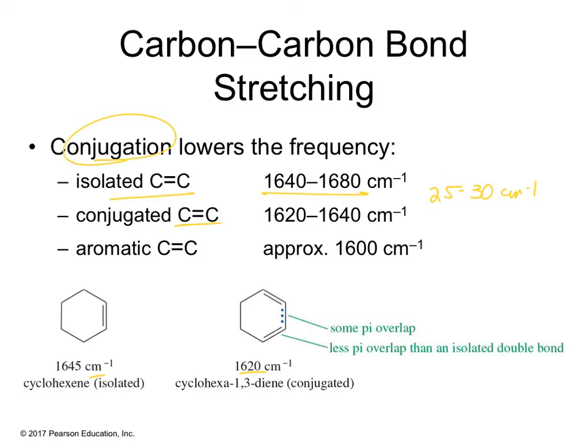And so conjugation is sp2, sp2, sp2, sp2, so they're conjugated together. This is sp3, sp3, so this is an isolated carbon-carbon double bond. And then if you have a carbon-carbon double bond next to another carbon-carbon double bond, it's conjugated, and you see that you have a decrease of about 25 reciprocal centimeters.